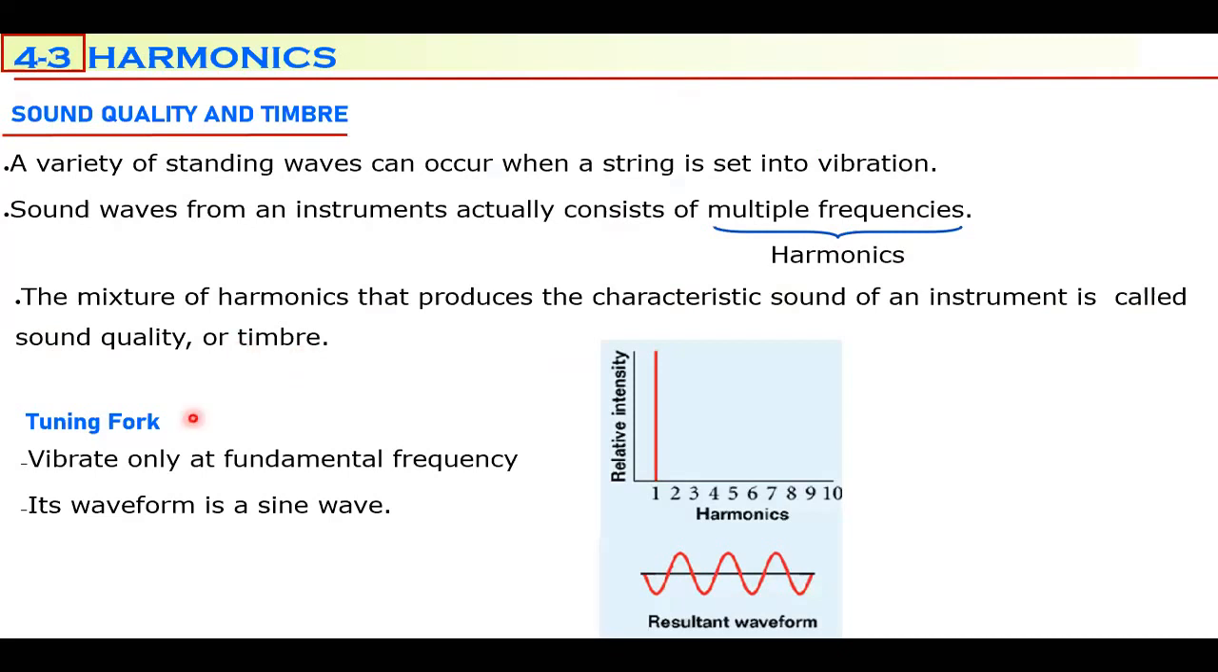For example, the tuning fork is the simplest musical instrument. It's the simplest device which makes sound. But a tuning fork only vibrates at one frequency, the fundamental frequency. No other harmonics exist. Because it vibrates with simple harmonic motion, the waveform of the tuning fork is also simple harmonic. It's a sine wave, the resultant waveform. So the tuning fork vibrates only at the fundamental frequency, as you see, n is equal to 1, and its waveform is a very pure sine wave. It's repeating, not so complex.